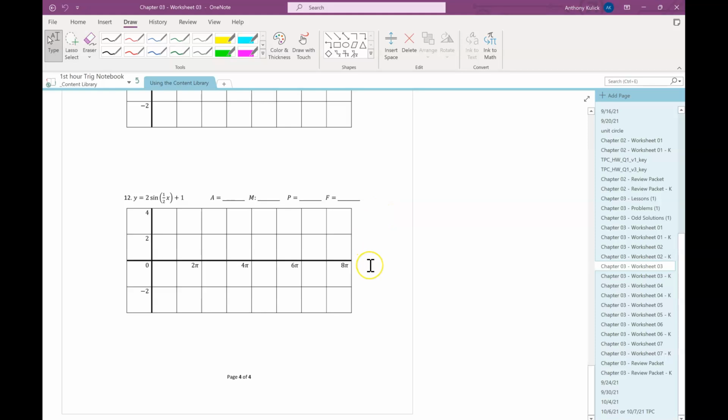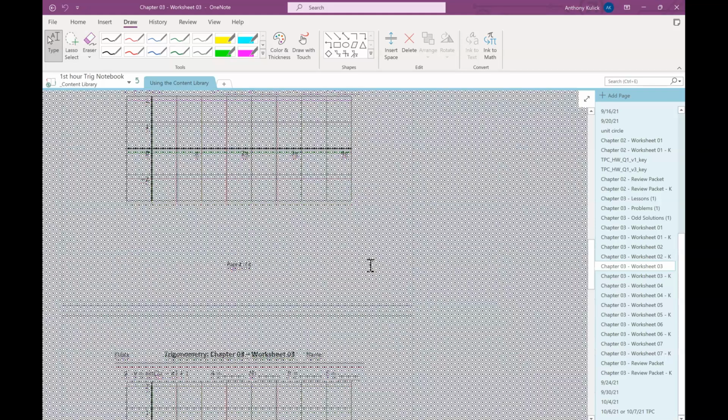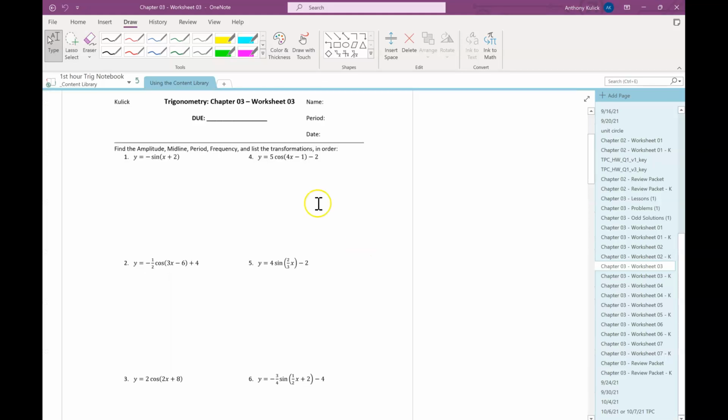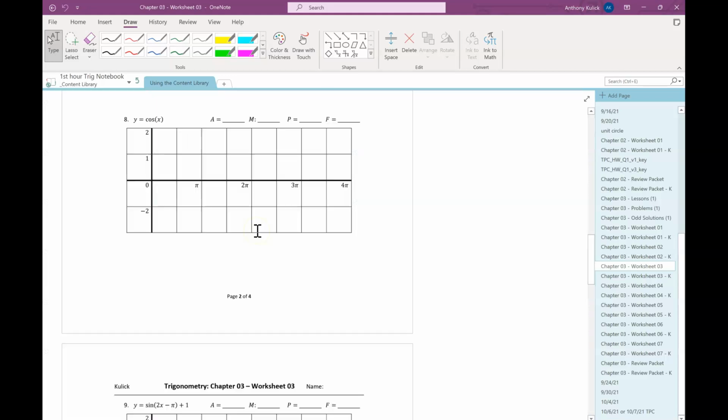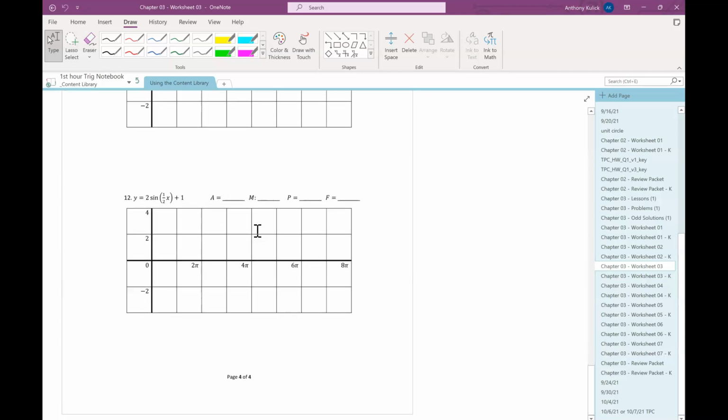So your assignment will be worksheet 3, which is just asking you to find the amplitude, midline, period, frequency, and then list the transformations. So like stretched or shrunk, reflected, up or down, left or right, etc. And then draw some graphs. Everybody's cool? Okay.